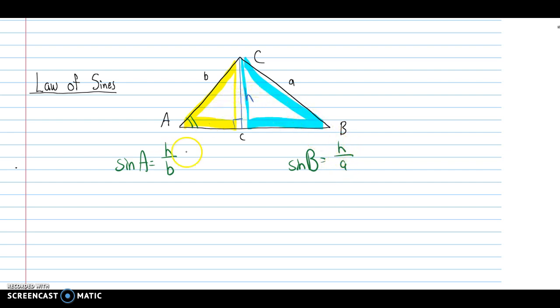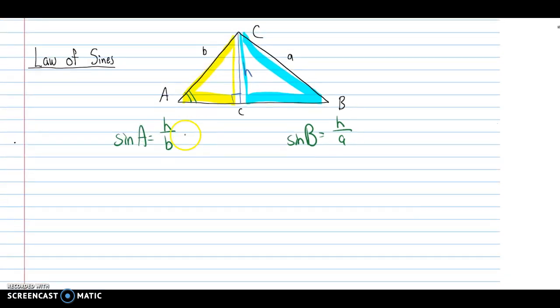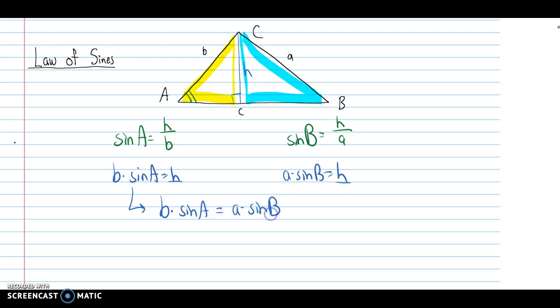We have these 2 different trig functions. I noticed that in both of them there is the letter h. So in this one on the left, we can multiply both sides by little b to get h by itself. And for this one, we can multiply both sides by little a to get h by itself. Then by the transitive property, since they're both equal to this little h, we could say that b times the sine of A is equal to a times the sine of B, which is a nice equation. It doesn't have the letter h in it anymore, and it only has the letters b and a.